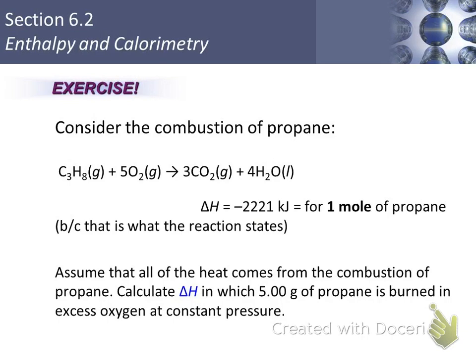So do we expect our delta H value to be greater than or less than 2,221 kilojoules released? Less than, right? 5 grams is less than 1 mole of that propane. So we're going to calculate that. First of all, if we know that this is how much is released for 1 mole, we need to find out how many moles of propane we are actually using, right? How many moles of propane is 5 grams? So we're going to find that first.